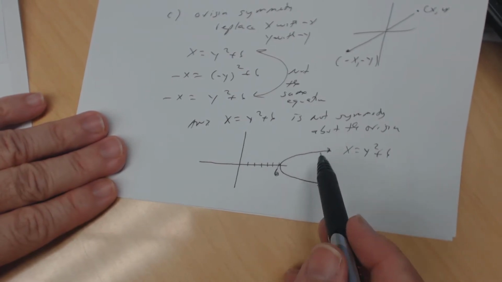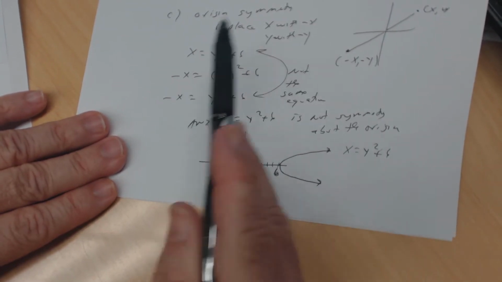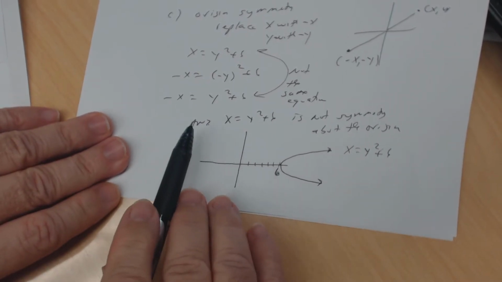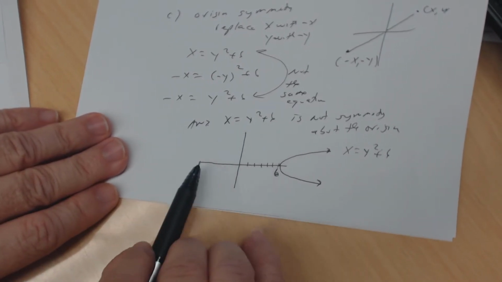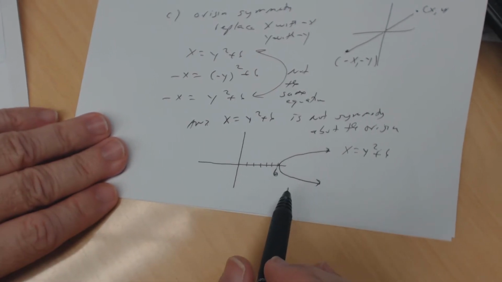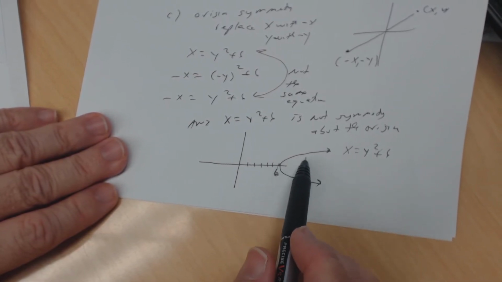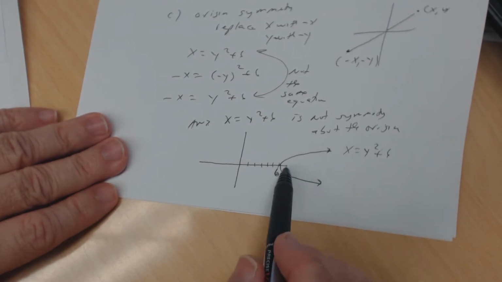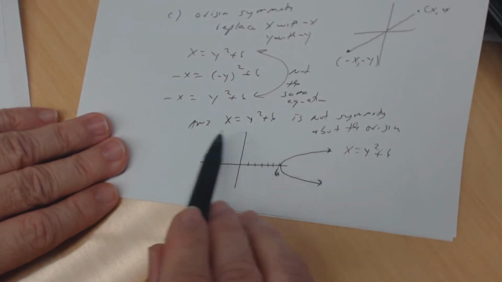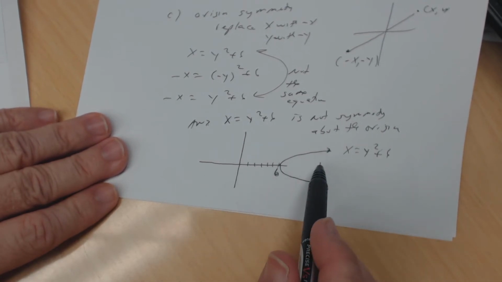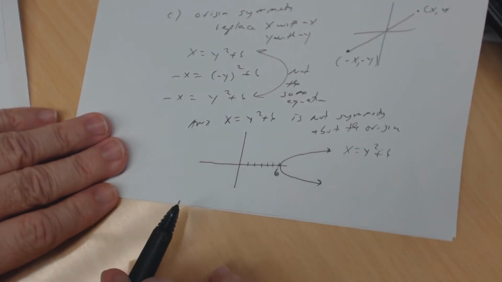Now, that's not a function. All right, so that's why nowhere in here did I say this function is symmetric. I just said this equation is symmetric. But notice that the only symmetry you see is x-axis symmetry. You don't see y-axis symmetry, and you don't see origin symmetry. It's just x-axis symmetry that you see.